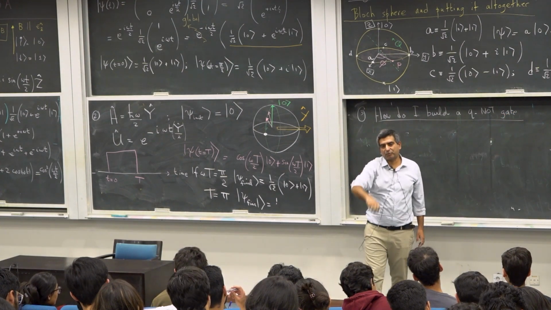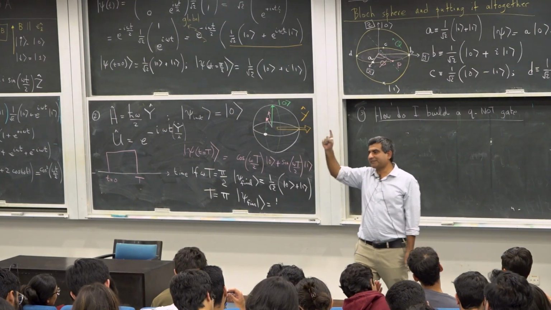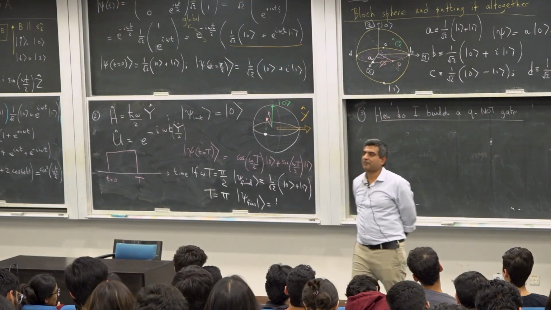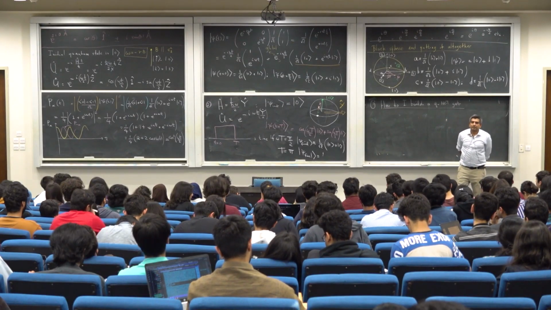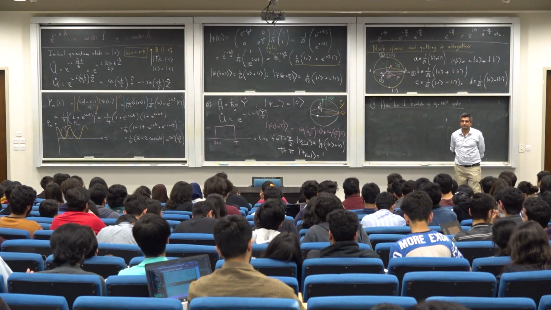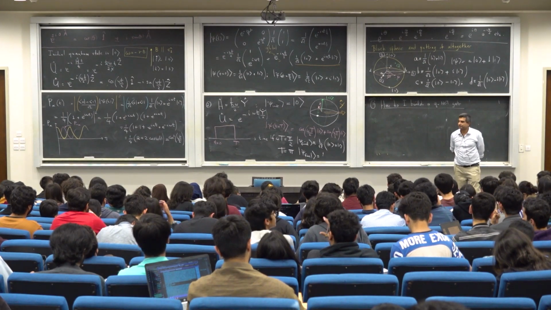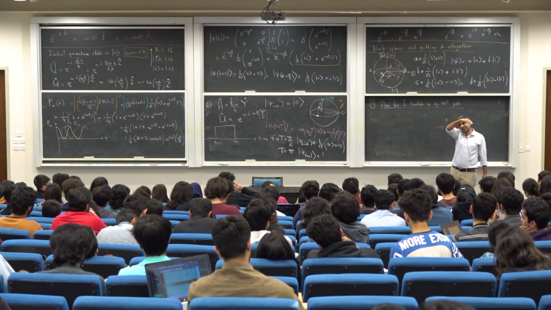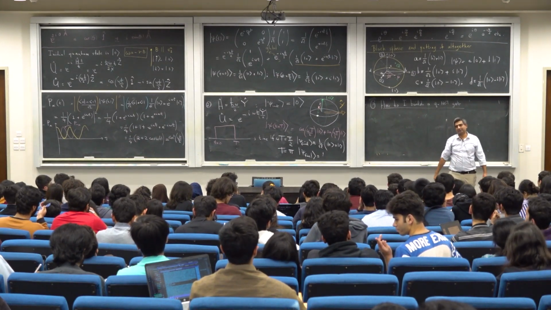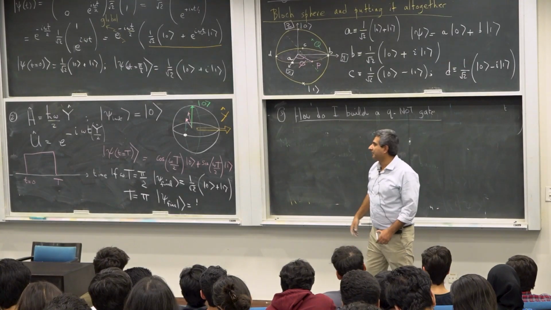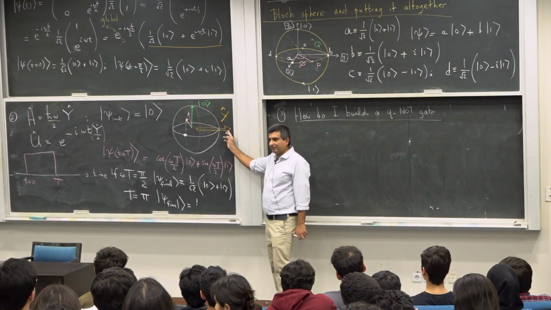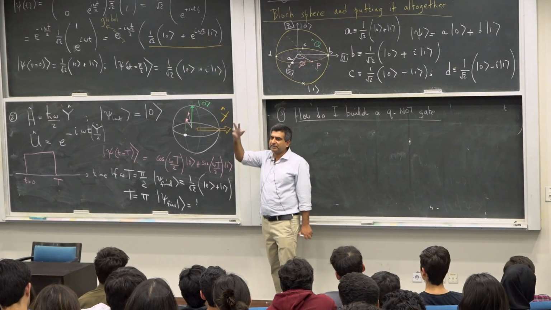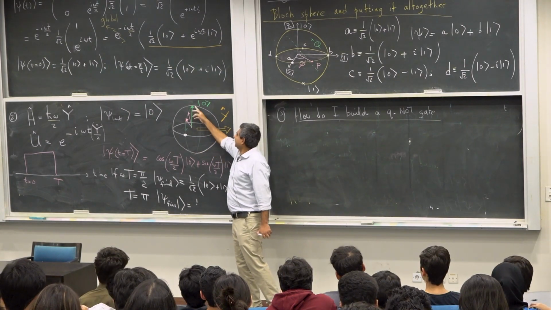How can I build a quantum NOT gate that takes ket 0 to ket 1 and ket 1 to ket 0? What kind of rotation do I need? What axis of rotation do I need, and what's the amount of rotation do I need? Y-axis, okay. And a pi rotation.